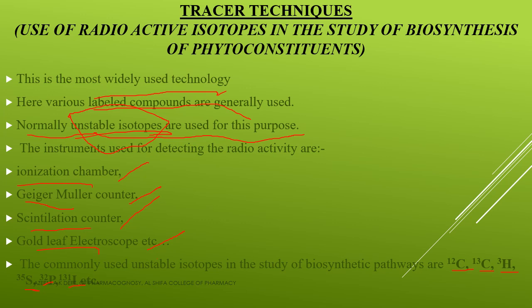So the study of biosynthetic pathways is made easy with the help of unstable isotopes. That is the purpose why we are using these unstable isotopes. Now, the various instruments used for the detection of radioactivity are ionization chamber, Geiger-Müller counter, scintillation counter, gold leaf electroscope, etc. The commonly used unstable isotopes are carbon 12, carbon 13, hydrogen 3, sulfur 35, phosphorus 32, iodine 135, etc.